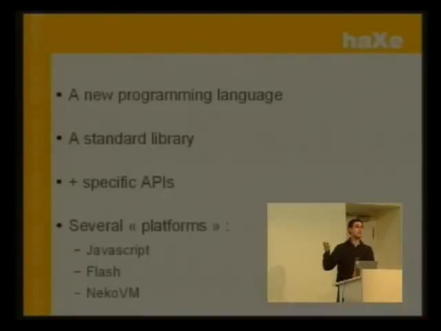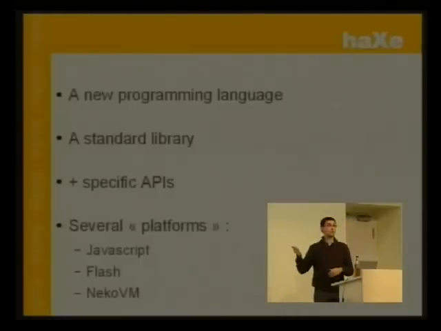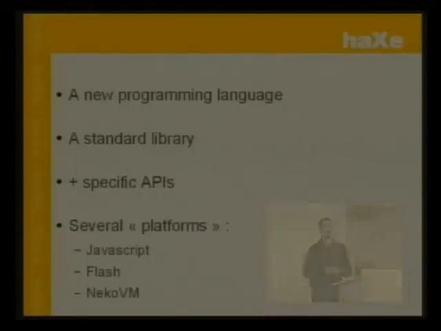And it has specific APIs, because haXe targets several platforms. There are three platforms supported right now. Several could be added in the future without any problem. There is a JavaScript platform. So basically, you have the standard library, and then for JavaScript, you have specific APIs for accessing the DOM objects, for manipulating HTML content.